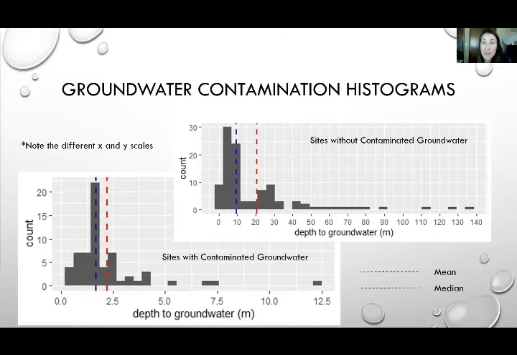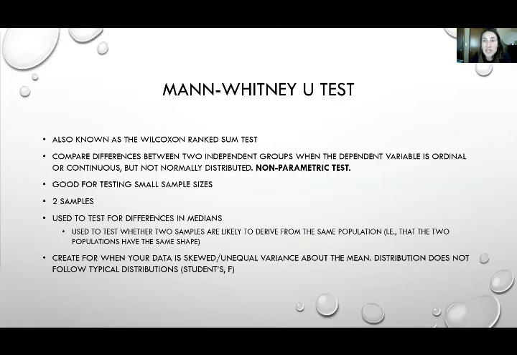But now we want to compare the two, and they're very different. The scales are different for both. They're both skewed, and they have different distributions compared to one another. So this would lead you to want to choose a Mann-Whitney U test. The Mann-Whitney U test is also known as the Wilcoxon ranked sum test, but you need to be careful here because Wilcoxon ranked sum test can mean two different tests. So I always try to refer to it as the Mann-Whitney U test, which only means one thing.